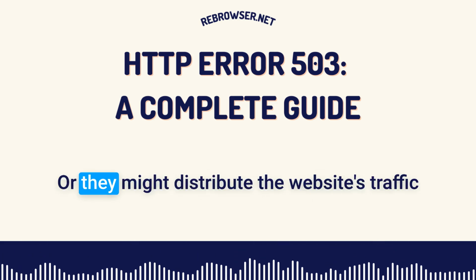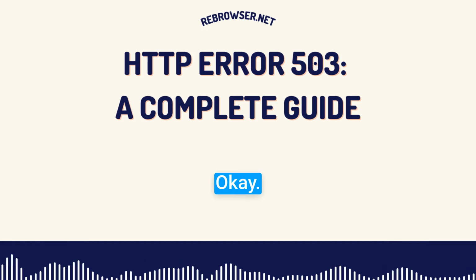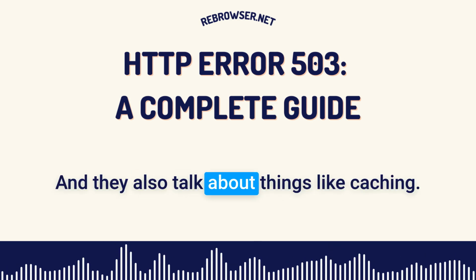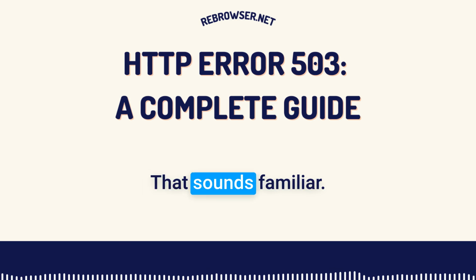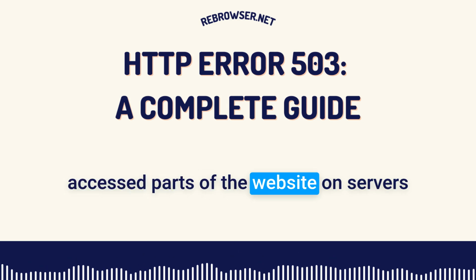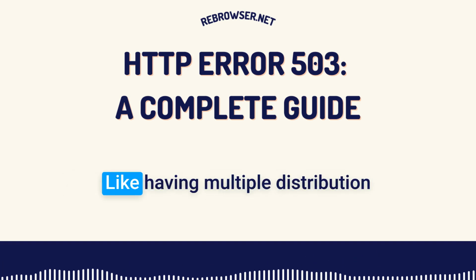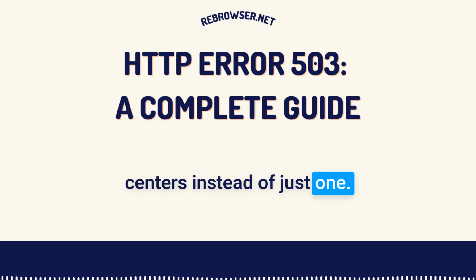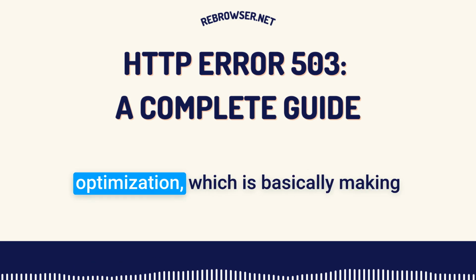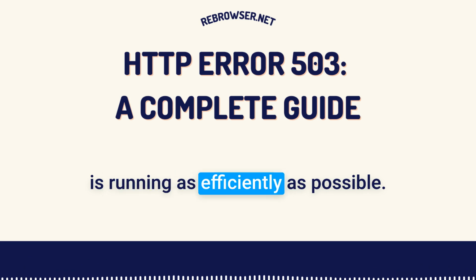Gotcha. Or they might distribute the website's traffic across multiple servers using load balancing. Okay, so it's like splitting the workload, right? Exactly. And they also talk about things like caching. That sounds familiar. Yeah, it's basically where they store frequently accessed parts of the website on servers that are closer to the user so it loads faster and reduces the load on the main server. Like having multiple distribution centers instead of just one. Exactly. Okay, makes sense. And finally, they talk about database optimization, which is basically making sure the database that powers the website is running as efficiently as possible.